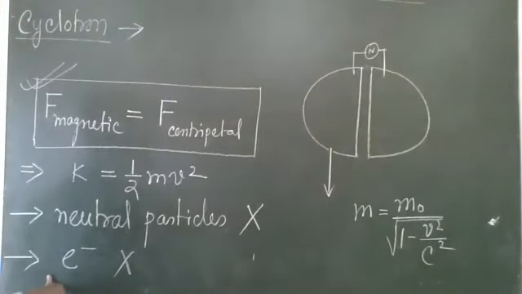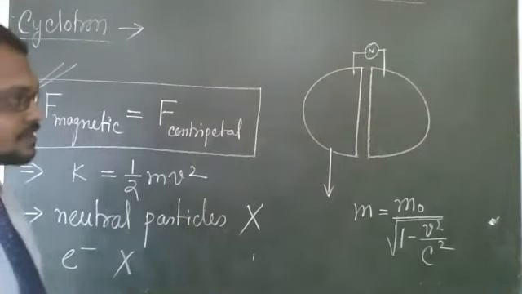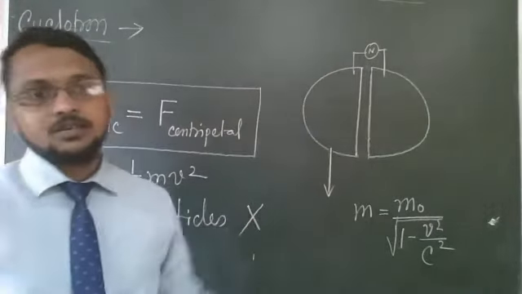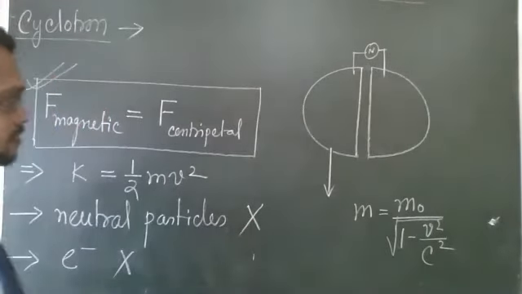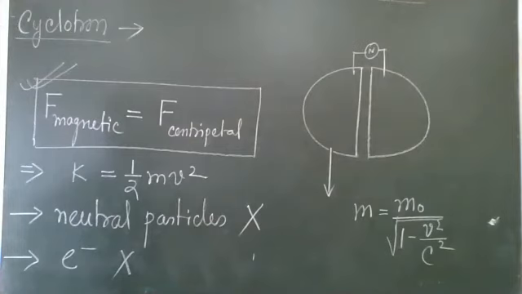But for alpha particle and deuteron, they have higher mass. So in those particles, the velocity cannot reach a very high value. So mass will not change for those particles. So this is a small part of the cyclotron.